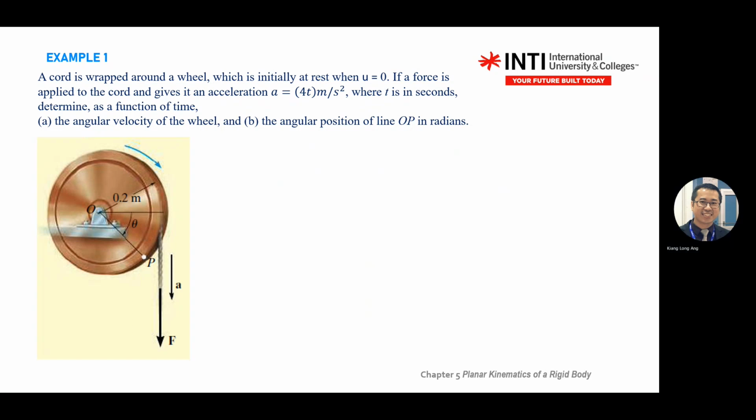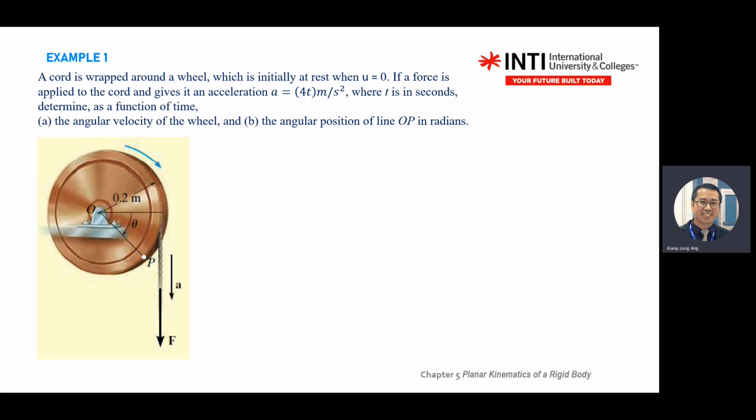Okay. So the cord is wrapped around a wheel, which is initially at rest. The initial velocity was given. Typo error, this is angle 0, it's not U, it's an angle equals 0. It means this angle. And in this chapter 5, all the positive direction is anti-clockwise. So anti-clockwise is positive. It starts with 0.